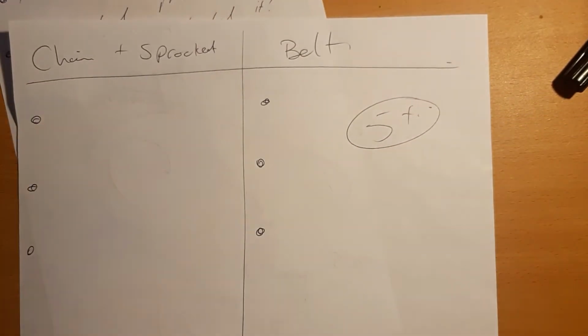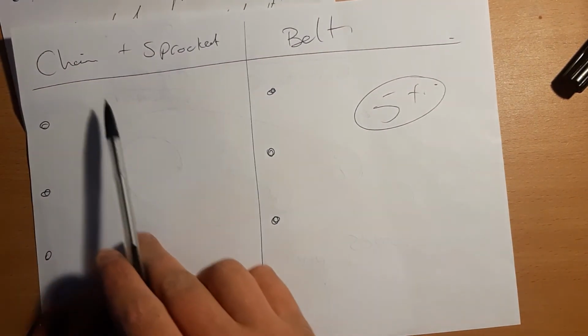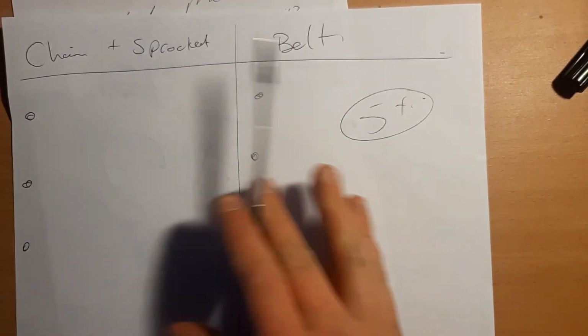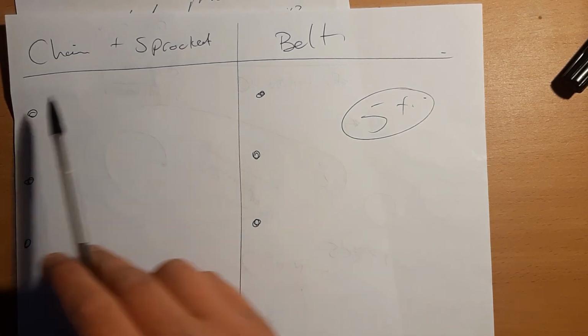On my last page, I'm going to talk about different applications for each of these. That's worth 5%. I've written chain and sprocket, belt, and I've just split the page like that. You could go one step better. You could draw a chain and sprocket there, draw a V-belt there, and just draw pictures underneath.